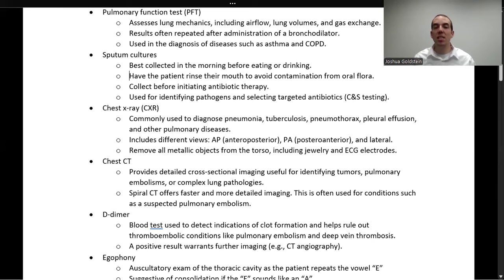Next, let's talk about a chest CT or chest CAT scan. CT is a CAT scan. This provides detailed cross-sectional imaging that's useful for identifying cancer, pulmonary embolisms, tons of different lung pathologies. We use this all the time.